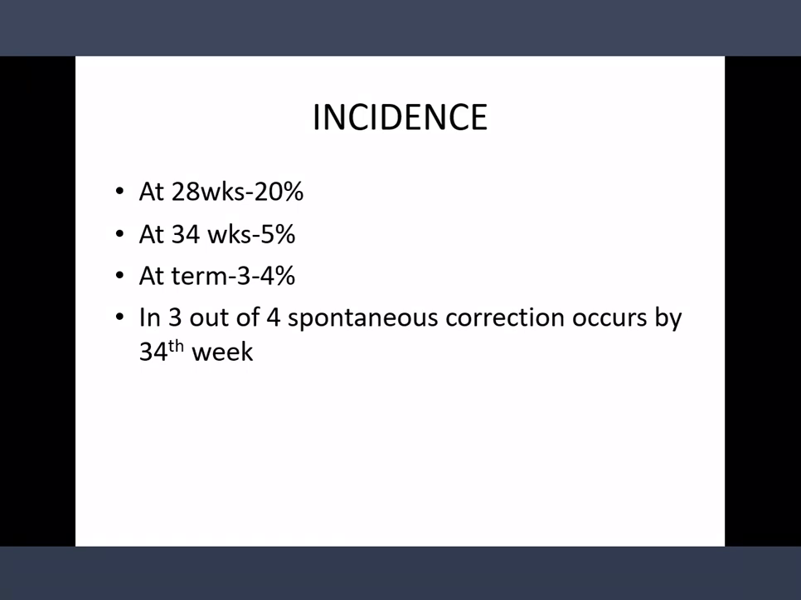Next comes the incidence. Incidence at 28 weeks is around 20%, whereas at 34 weeks it is 5%. At term, after 37 weeks, it is around 3 to 4%. In almost 3 out of 4 cases, spontaneous correction will take place by 34 weeks. That is almost 75% of cases, where breech will undergo spontaneous correction.